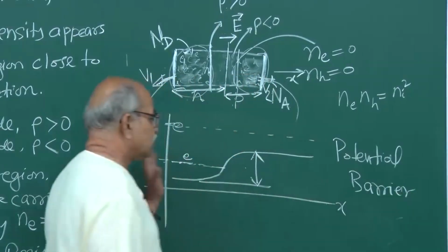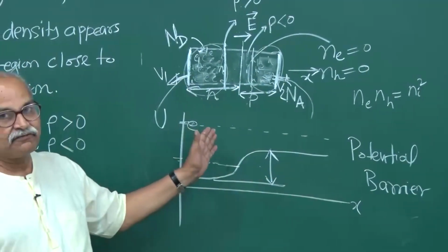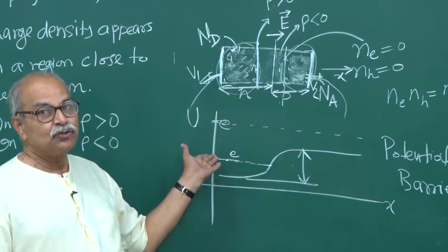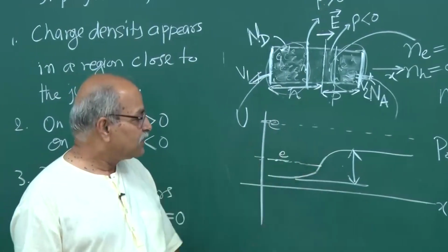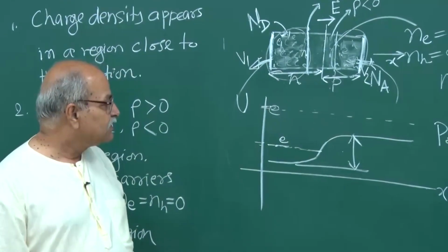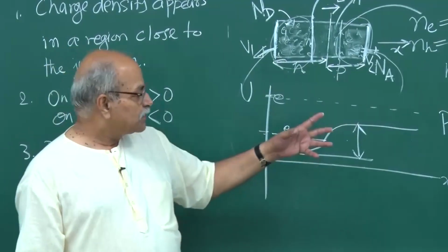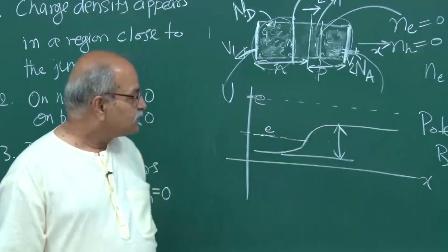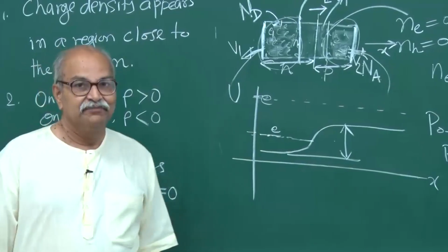It opposes the diffusion of electrons from the n type side to the p type side. So in our next lecture, we will derive the relation between this potential barrier and other parameters of this p-n junction.